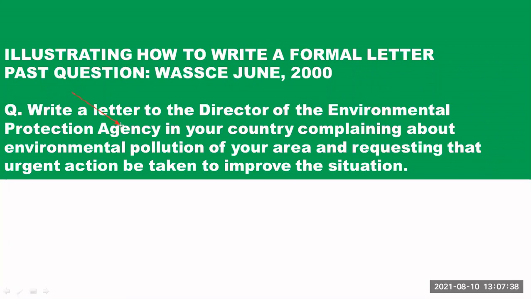complaining about environmental pollution of your area and requesting that urgent action be taken to improve the situation. So this is a letter that you are asked to write. It's a formal letter. How do you know it's a formal letter? Because you are writing to someone who occupies an official position.